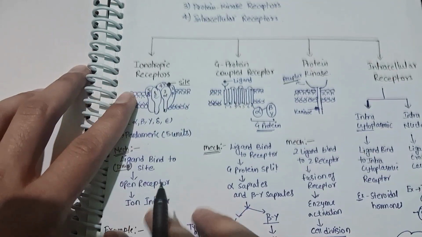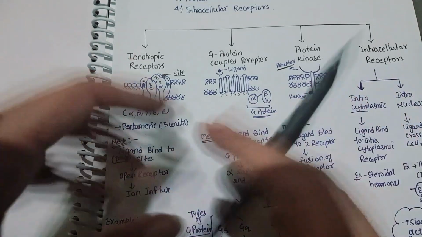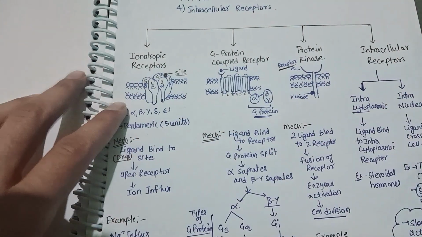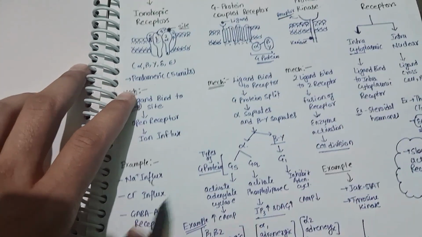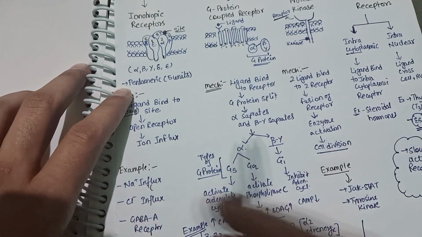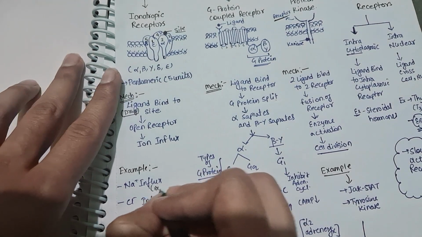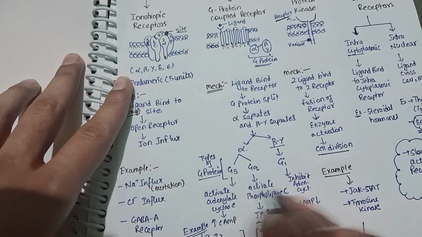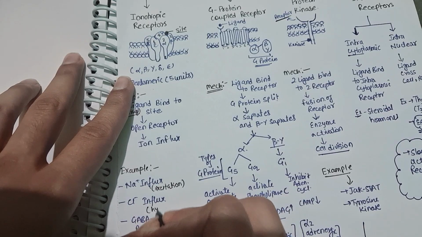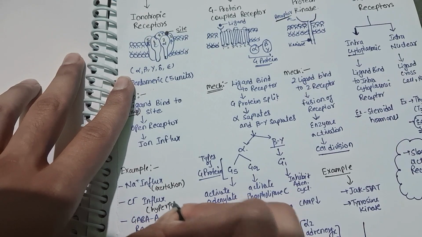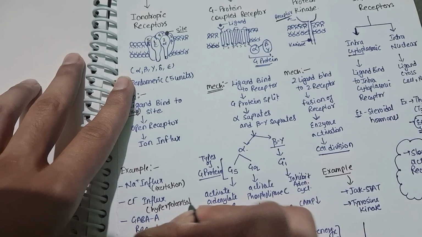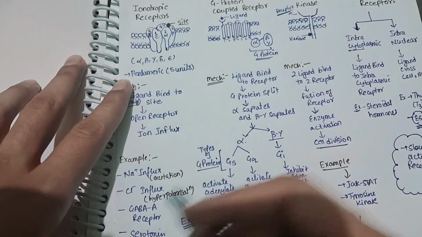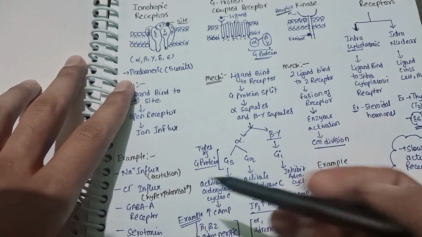Then ion influx happens, and the signal transmission carries forward. Whether it is excitatory or inhibitory depends on the ion type. For example, whenever there is sodium influx, excitation will happen. And if there is chloride channel influx, hyperpolarization will happen. The signal will be inhibitory. Examples are the GABA receptor and the serotonin receptor.